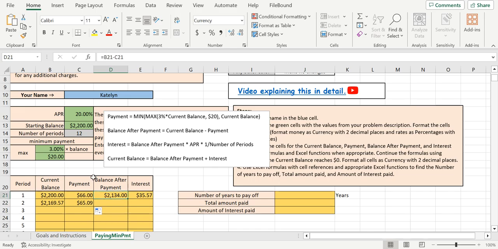All right, so do the same thing for the balance after payment. Click on the cell, hover your cursor over the bottom right corner until it changes, click, hold, drag, and then let go once you're done dragging. And then do the same thing with the interest.